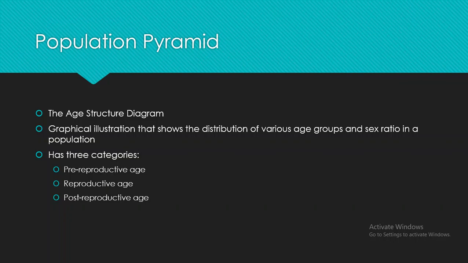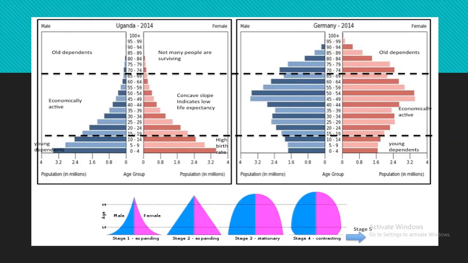Yung three categories ng age nga, age structure is pre-reproductive, reproductive, and post-reproductive. So, tayo, siguro I think 18 or 20, ang reproductive mature age. Nasa reproductive mature age na tayo. So, we have the capability to create new life, to bring about new life. So, dagdag na naman sa human population yun. So, this is an example of a population pyramid.